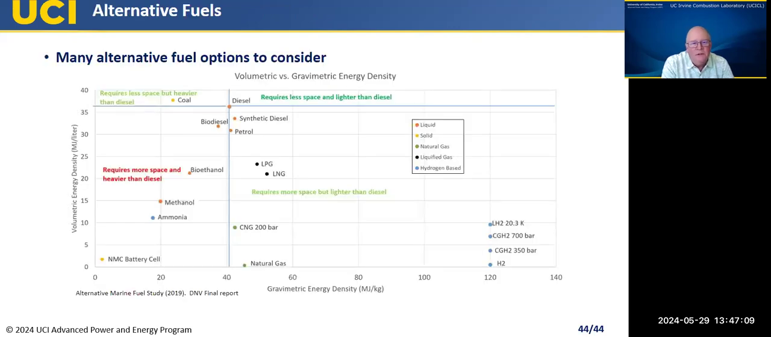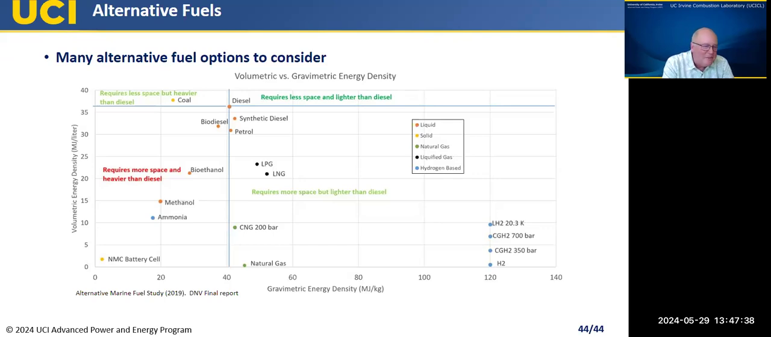This chart nicely shows just how darn good liquid petroleum fuels are. Where you want to be on this chart, which shows volumetric energy density on the y-axis and gravimetric on the x-axis, is the top right. And you can see diesel is right there. It's just an amazing fuel, right?